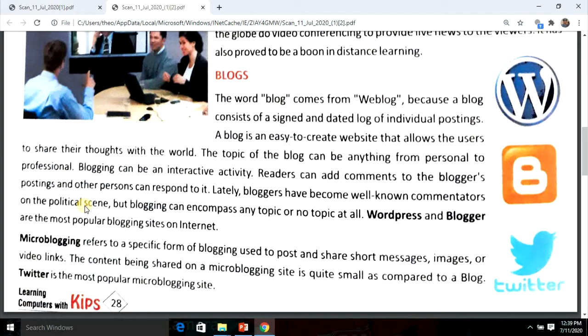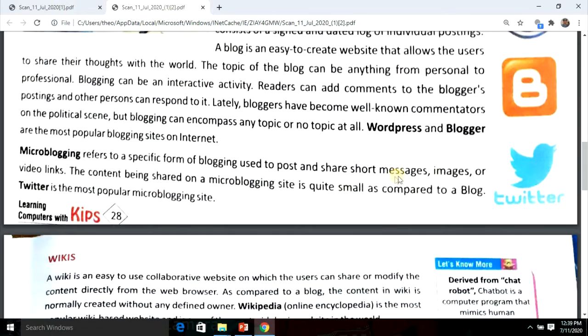The next one is microblogging. Nowadays you have heard about Twitter. Twitter is one of the microblogging services in which we can send a message, and when we post on it, it is called a tweet, and it is restricted to 280 characters.